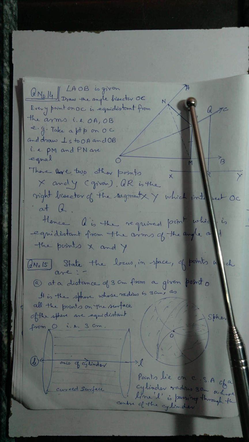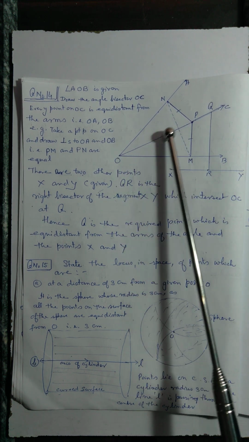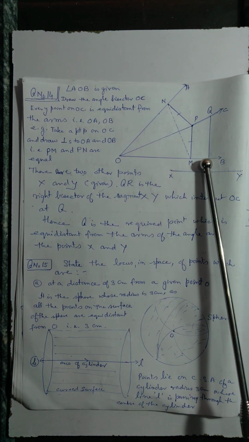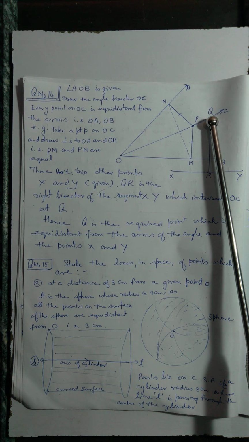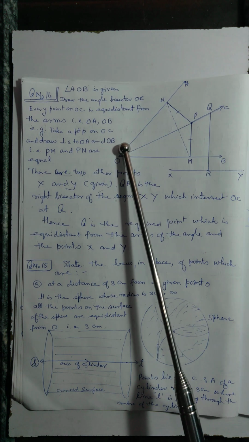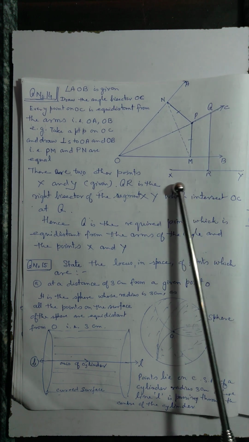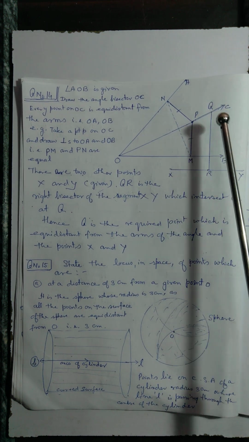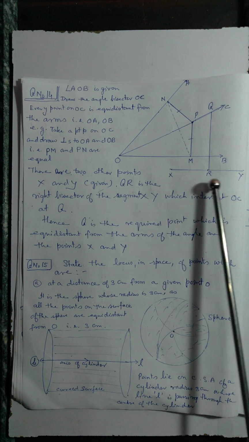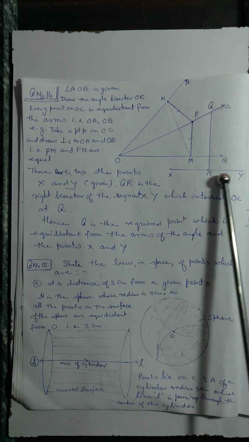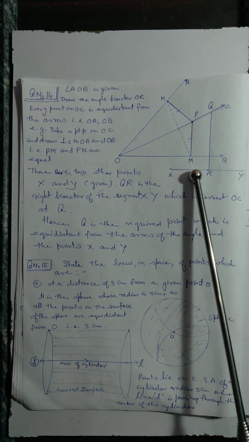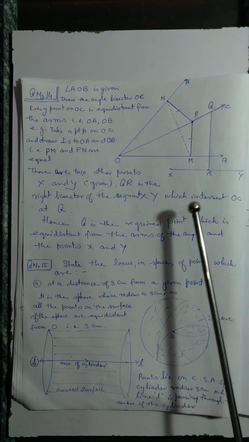Means if you drop perpendiculars to the arms OA and OB, that will be also equal, and the points X and Y are given, that is Q is also equidistant from X and Y.